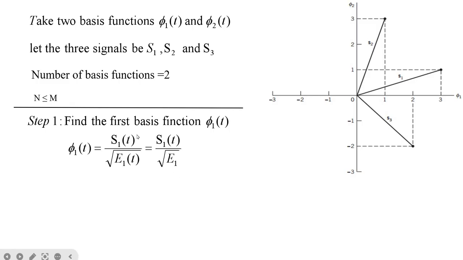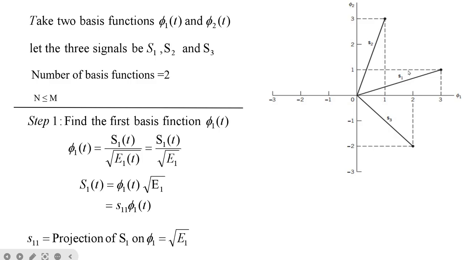So this can be written as s1 of t divided by square root of E1. Now from this equation we can write the value for s1 of t as phi 1 of t multiplied by square root of E1. Here square root of E1 is nothing but the projection of S1 on phi 1, and that can be written as S11. That is the projection of S1 on phi 1.